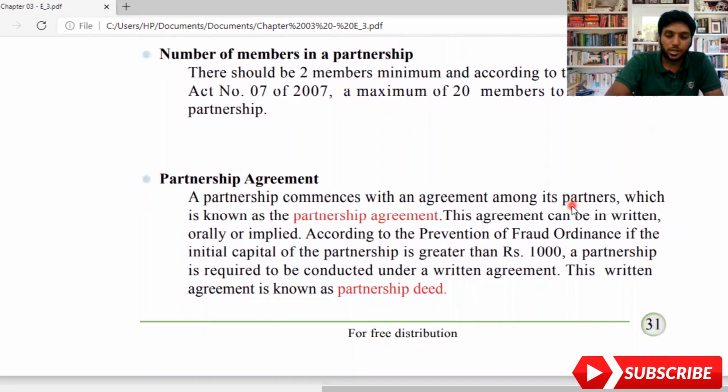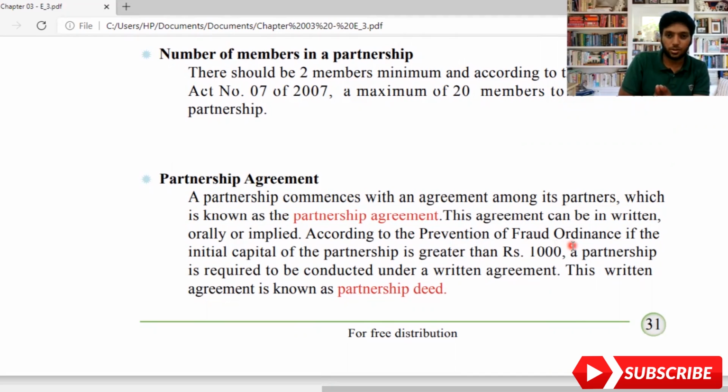On the partnership agreement, it's very easy. When you make a partnership agreement between you and your partner, the agreement should be at least, or more than, 1,000 rupees to make the partnership agreement valid. This written agreement of partnership is known as a partnership deed. When you have a conversation with your partner to come up with an agreement, it should exceed 1,000 rupees, according to the Prevention of Fraud Ordinance. So the 1,000 rupees limit comes under the topic called Prevention of Fraud Ordinance.